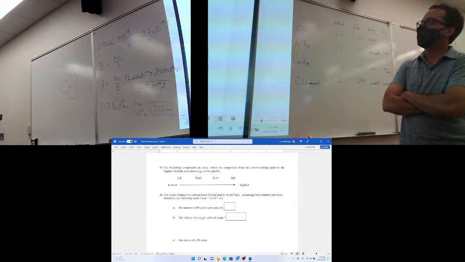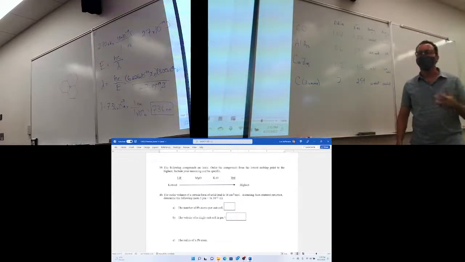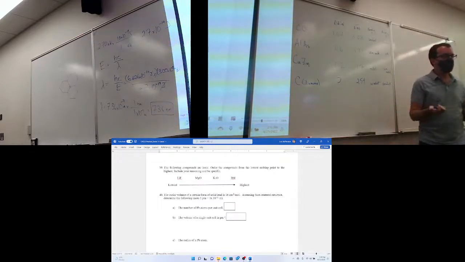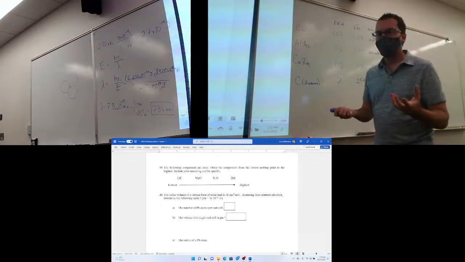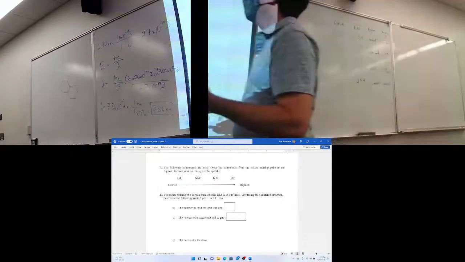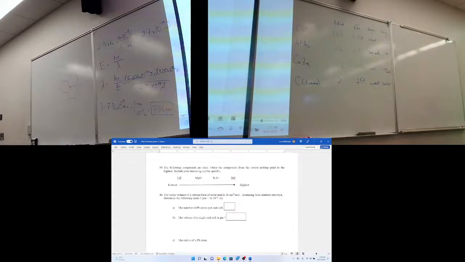Lowest to highest. Well, first of all, let's rank them according to their charges. Charge is going to affect melting point the most. Something with a +2, -2 charge is going to have the highest melting point. Something with +1 and -1 is going to have the lowest melting point. This thing is in the middle. Potassium's +1, but oxygen's -2.